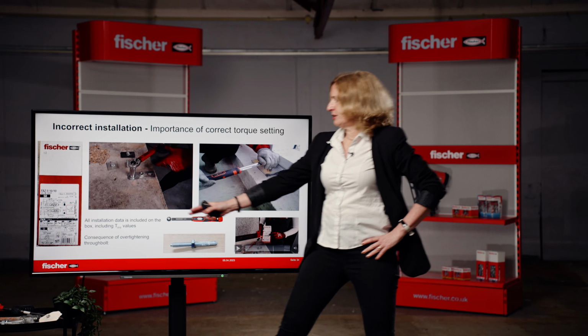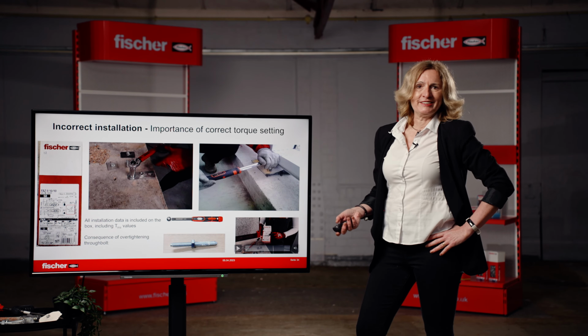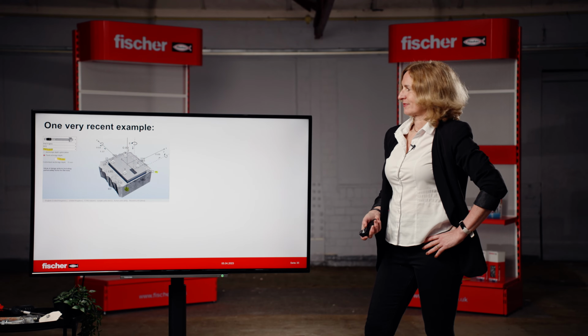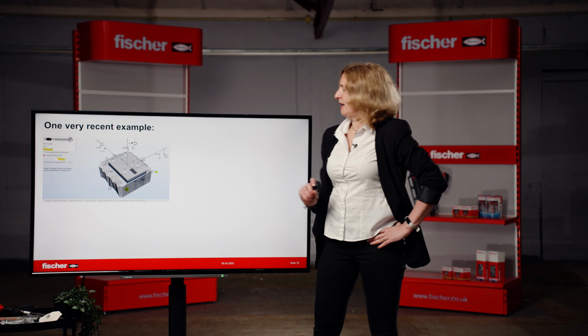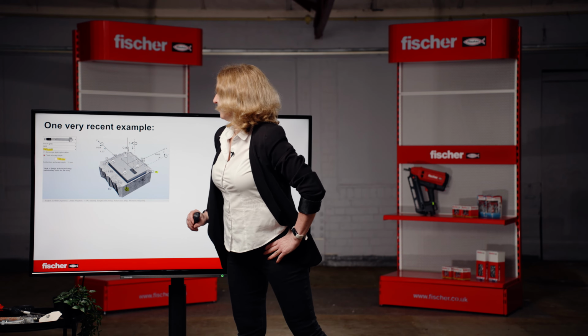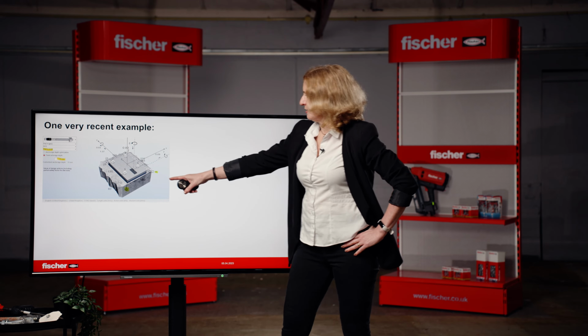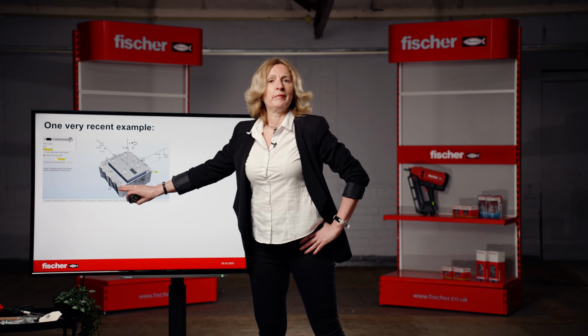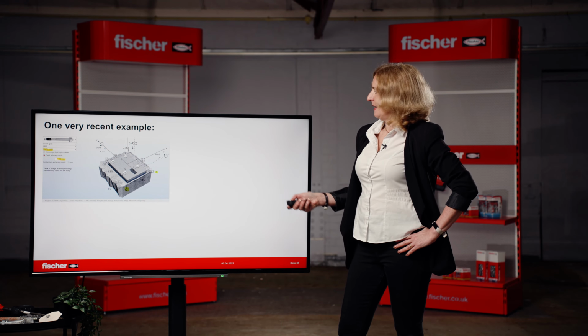And information is on packaging, so very easy to follow the best practice. Here we have an example of the design where the designer specified 12 mm FAZ, 1230 with 70 mm embedment, and edge distance was 60 millimeters. So this is an example from the C-FIX design model.